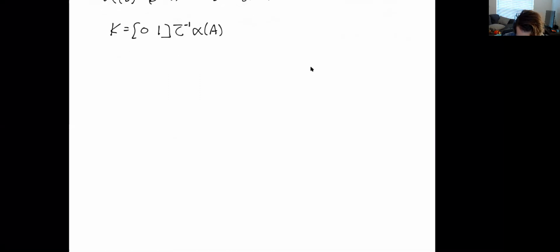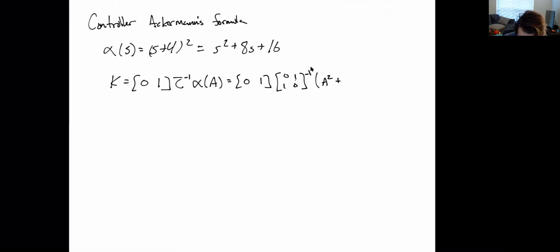All right, so now let's do this. So this will be 0, 1, times C inverse, which is the inverse of the controllability matrix 0, 0, 1, 1, and then alpha of A will be A squared plus 8 times A plus 16 I.